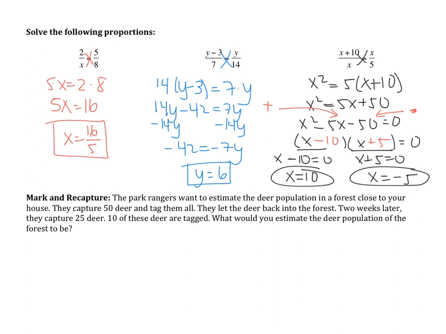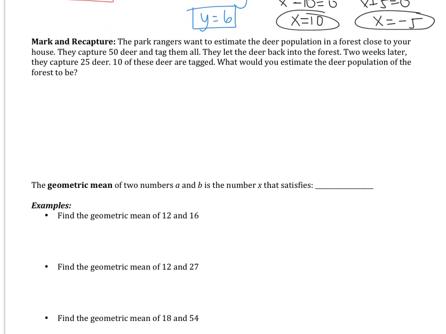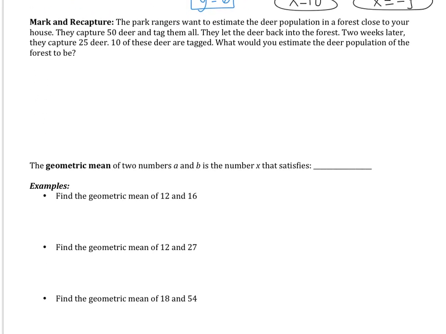We're also going to be solving proportions in word problems. So let's look at this next word problem, the mark and recapture problem. It says the park rangers want to estimate the deer population in a forest close to your house. They capture 50 deer and tag them all. They let the deer back into the forest. 2 weeks later, they capture 25 deer. 10 of these deer are tagged. What would you estimate the deer population of the forest to be?